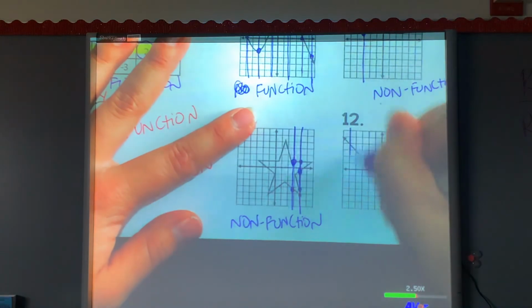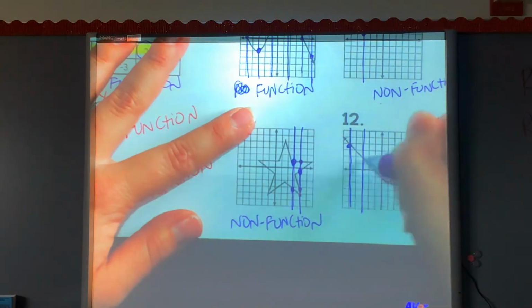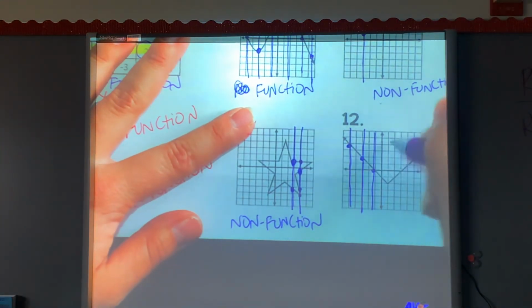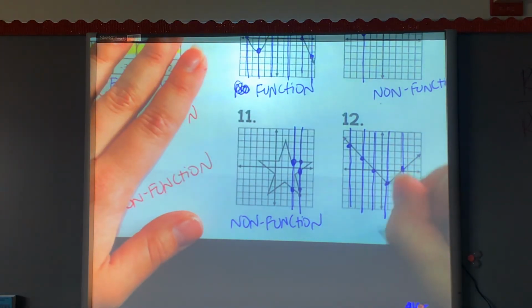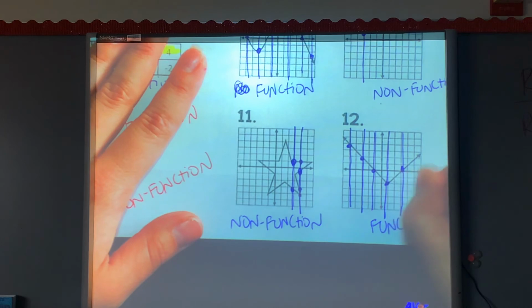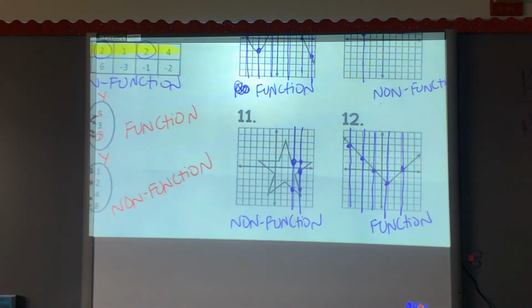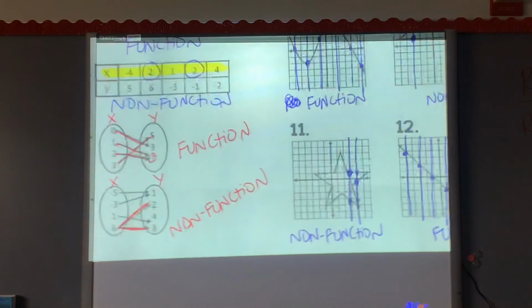All right, on this one, it doesn't really matter where I draw the vertical line. I could draw it anywhere. It's only going to touch that line once, which means that this one is a function. All right, don't think too hard about this stuff. It's pretty simple. You're just looking for x's to not repeat and for a vertical line to pass through the graph only once.